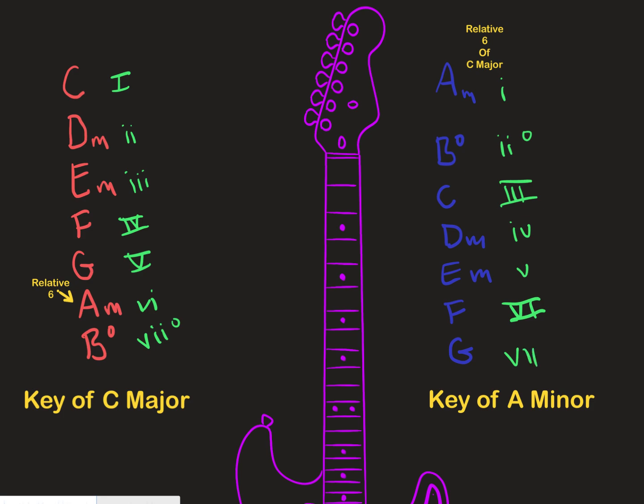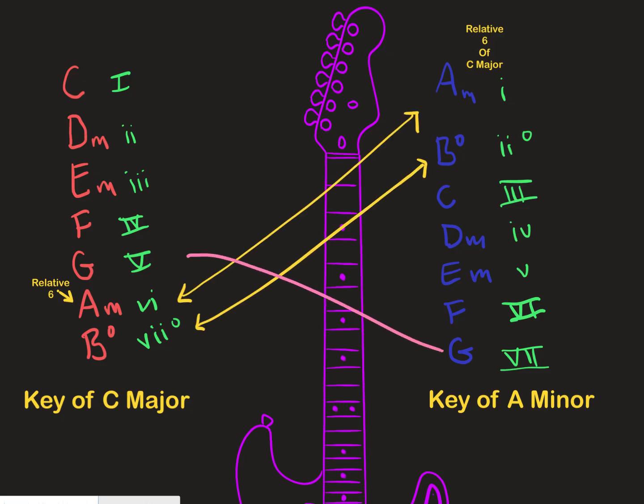Notice that the Roman numerals change because the tonic has shifted. So now the same chords are being interpreted relative to the new tonal center. So the same pool of chords exists, but their functions and order change because A minor is now the tonic instead of C.